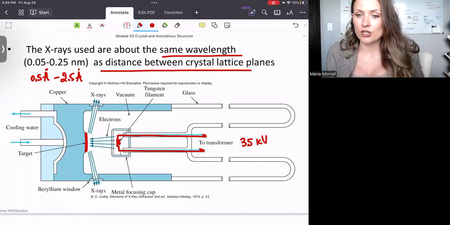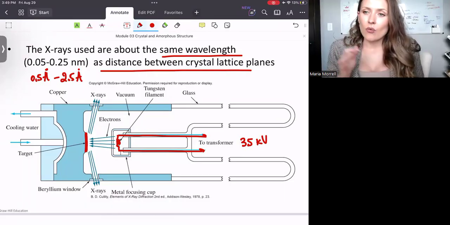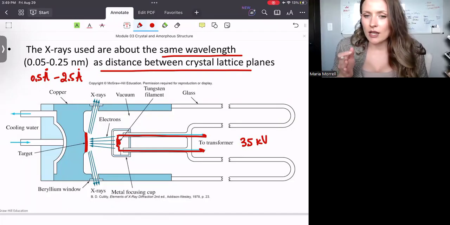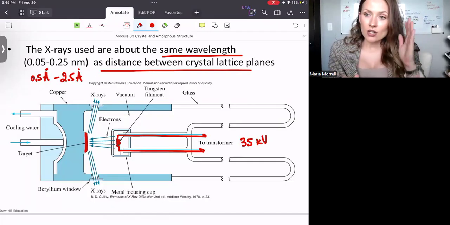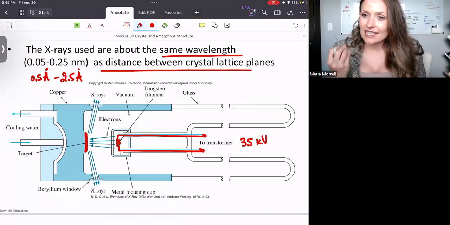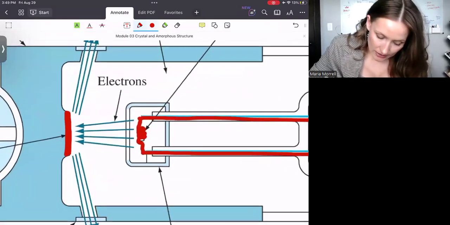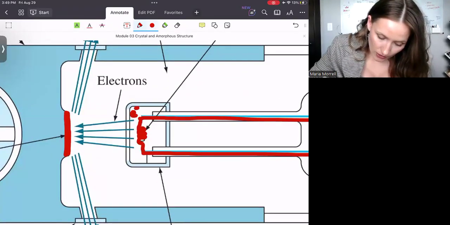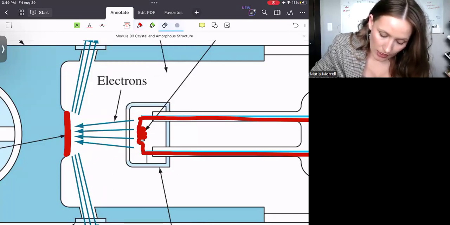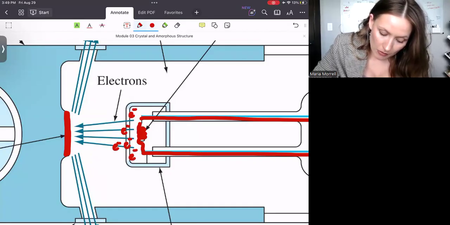Very, very large voltage. And the idea is that once the voltage is applied, the tungsten filament also plays the role of a cathode. The tungsten is our cathode, and the target itself is our anode. Once the voltage is applied and tungsten is heated up, it's going to release a bunch of electrons. It's going to release a bunch of these electrons, and we call it thermionic emission.